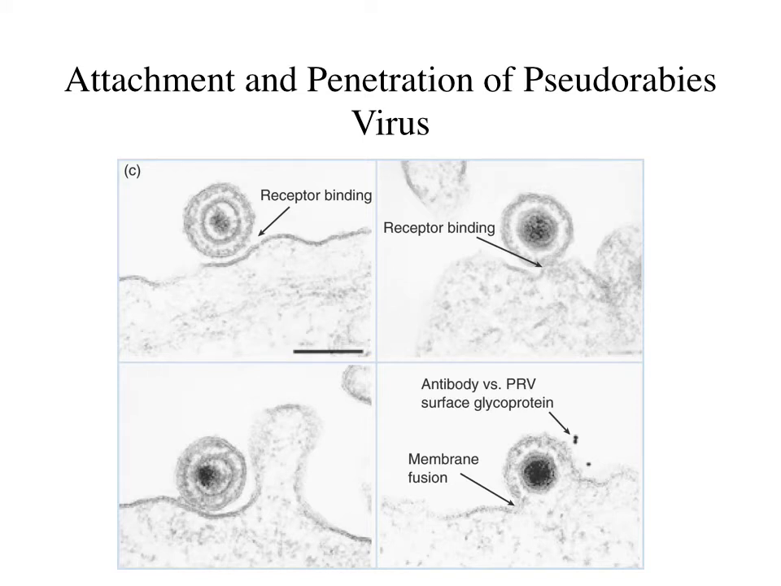This is an example of attachment and penetration by pseudorabies virus. So you can see up in the top left, you have receptor binding, and then in the top right, you have more receptors getting involved in the binding. And then ultimately, down at the bottom right, you can see that you have the fusion of the envelope of the virus with the membrane of the host cell. And the nucleocapsid now has access to the cytoplasm of the host cell.